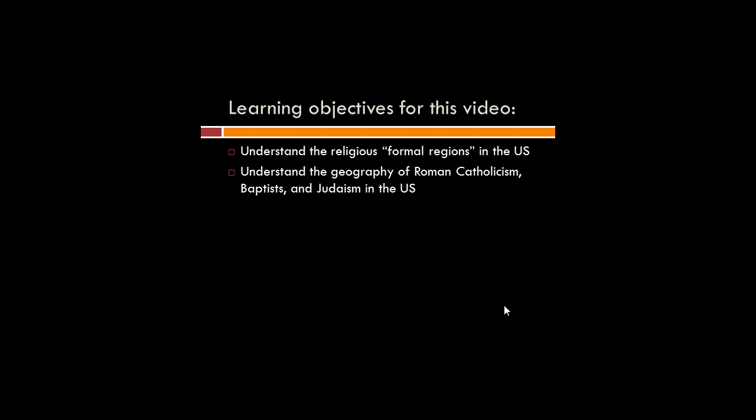This is our fourth and final video regarding our module on religion. Let's start out with our learning objectives for this video. There are two. We're going to look carefully at the geography of religion in the United States, and we're going to identify a few formal regions. Then, particularly, we're going to look at the geography of Roman Catholicism, Baptists, and Judaism in the United States to kind of round out our discussion.